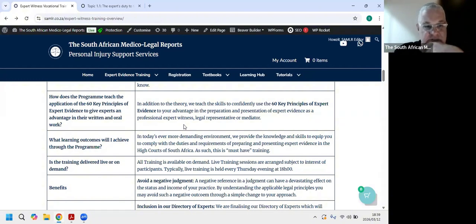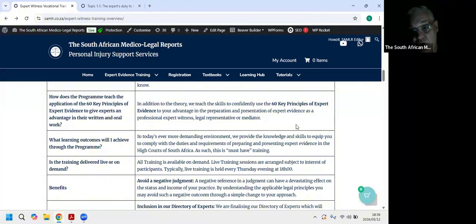All right, let's have a look at this then. In addition to the theory, we teach the skills, as I've discussed with you, to confidently use the 60 key principles of expert evidence to your advantage in the preparation and presentation of expert evidence. So we divide it into two distinct sections: your preparation work and then your presentation work. The presentation work is more what happens if you go to trial.